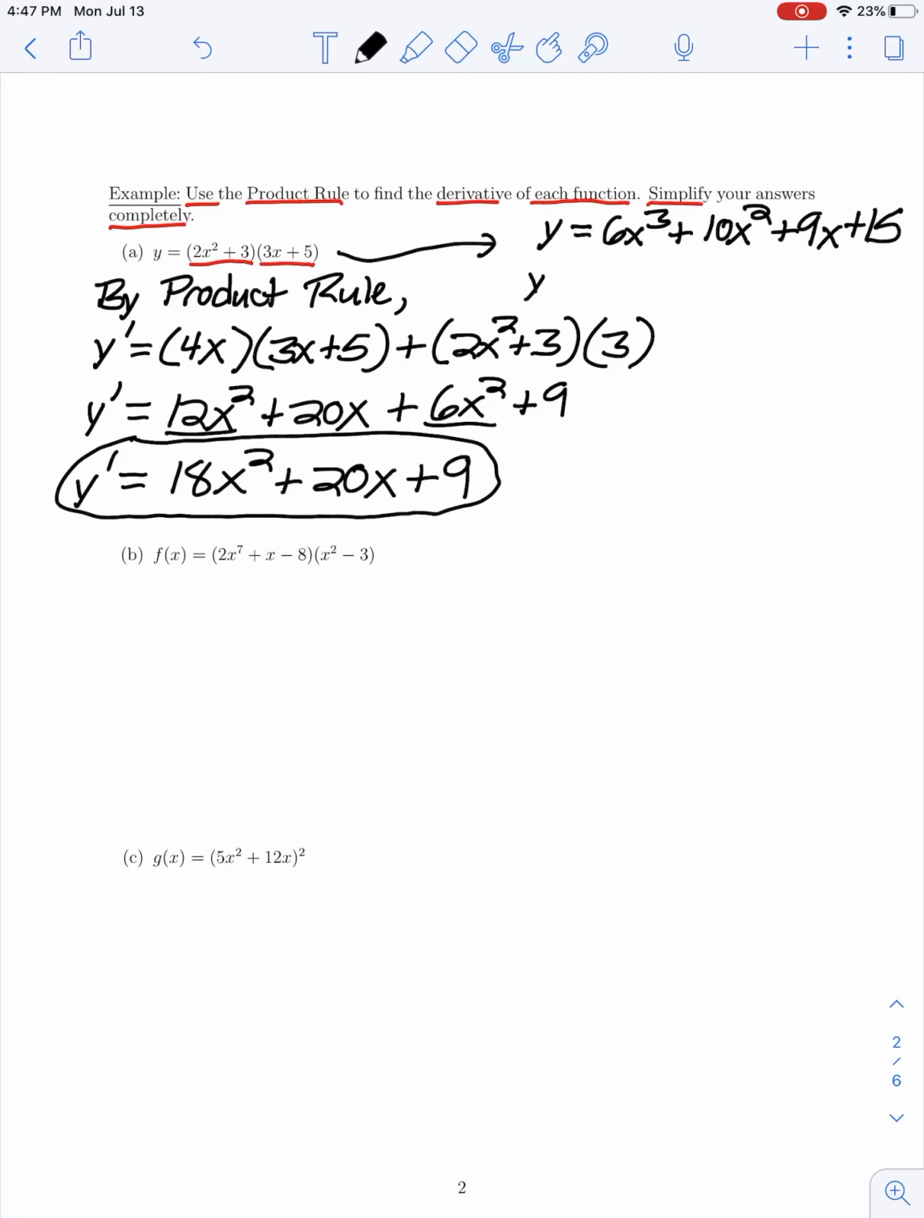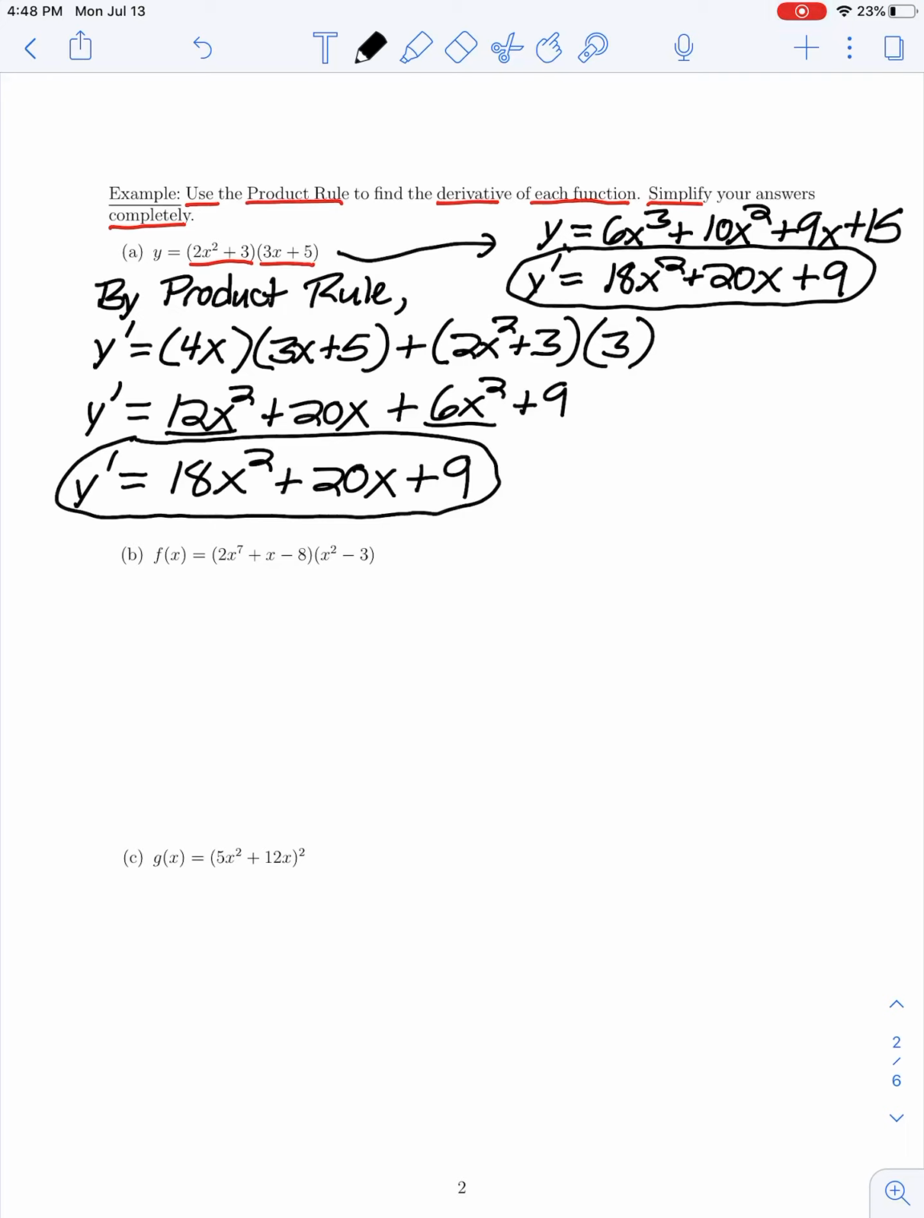And now differentiating term by term using the sum difference rule and the power rule, we would have 18x squared plus 20x to the first plus 9. And notice that that is the exact same expression that we obtained by applying the product rule. However, this second approach would not be valid for this particular problem since we were told that we had to use the product rule in order to find that derivative. So let's look at another one.